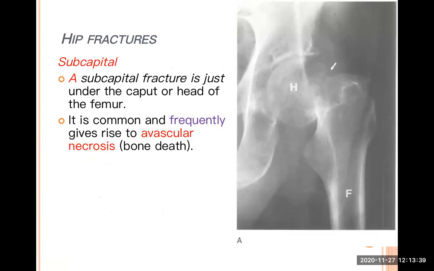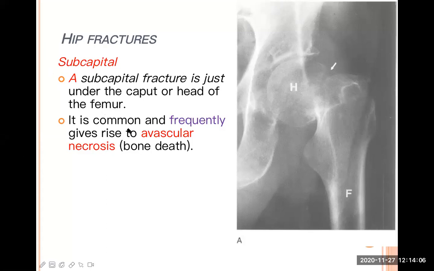Now, okay, let's go to this individual type of the femoral neck fracture and let's see the related X-ray also. These are not the schematic diagram, these are the real X-ray. So you need to focus closely on this X-ray. First one is a subcapital fracture. It is just under the caput or head of the femur. That's why the term subcapital.